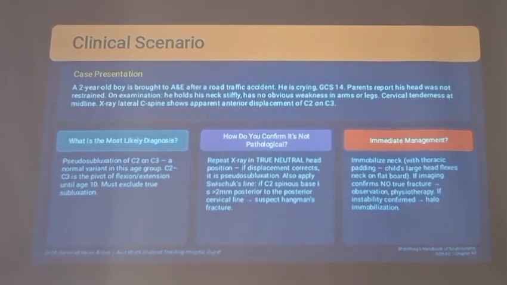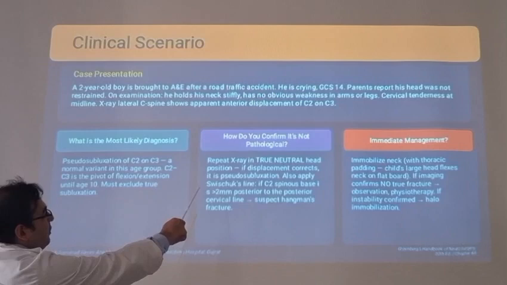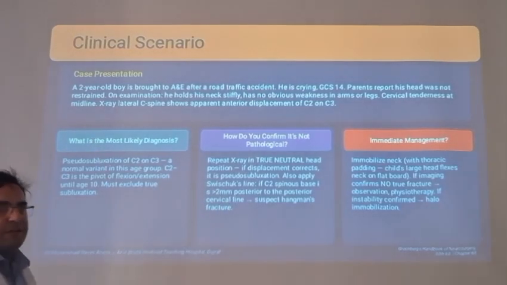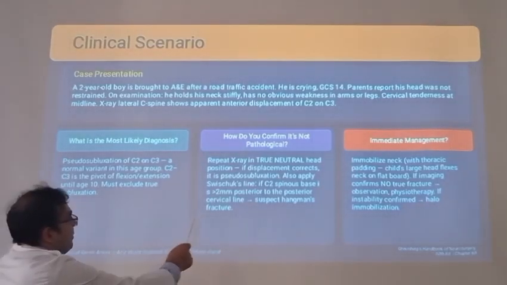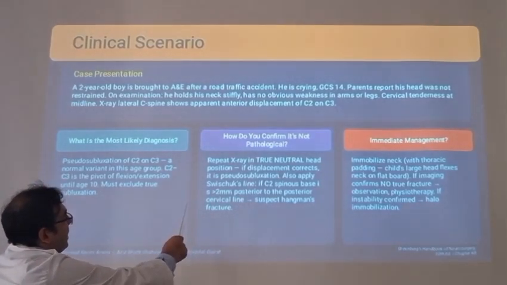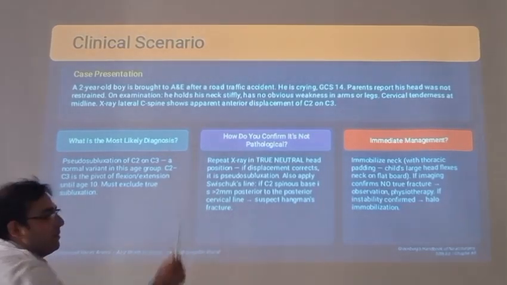In this case it is pseudosubluxation of C2 on C3, as we discussed in the previous slide. A normal variant in this age group, mostly common in a 2-year-old child. C3 is the pivot of flexion extension until age 10, so we must exclude true subluxation. For that we go for imaging, repeat X-ray in a true neutral head position. If the displacement corrects in the neutral X-ray, this is pseudosubluxation. Also apply Swischuk's line: if the C2 spinous base is greater than 1.5 to 2 mm posterior to the posterior cervical line, suspect hangman fracture.